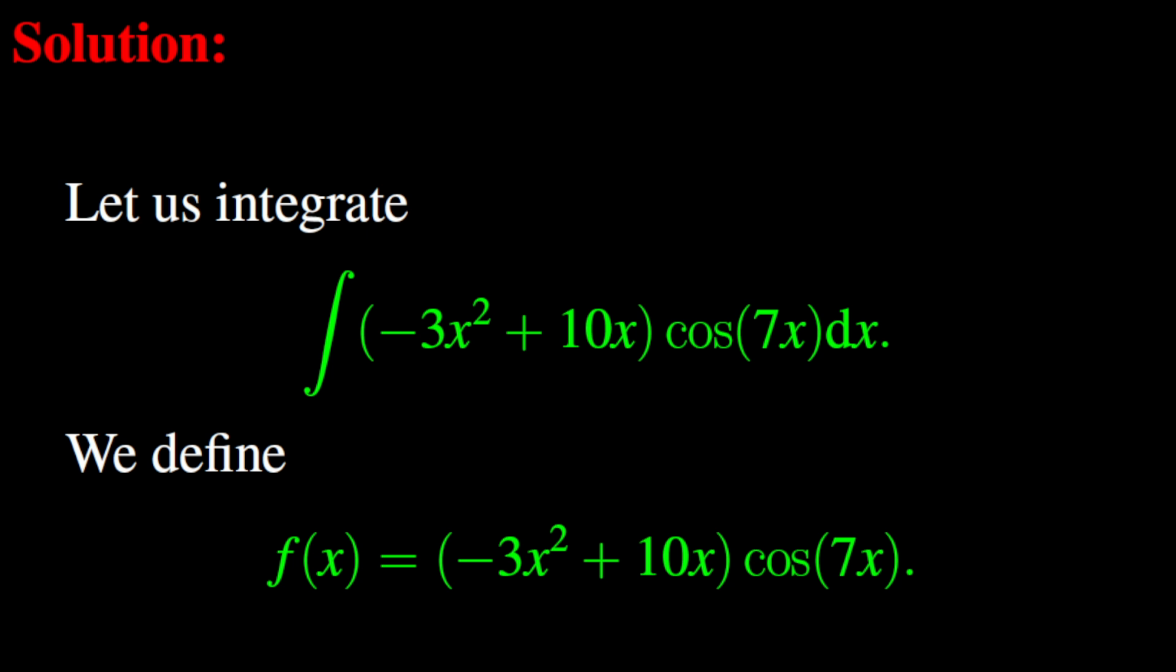Because this method will help us reduce the complexity of the problem by reducing the degree of the polynomial. Remark that the polynomial function minus 3x squared plus 10x is of degree 2. In sum, our first goal will be to reduce the degree of the polynomial function to 1, by using the method of integration by parts.